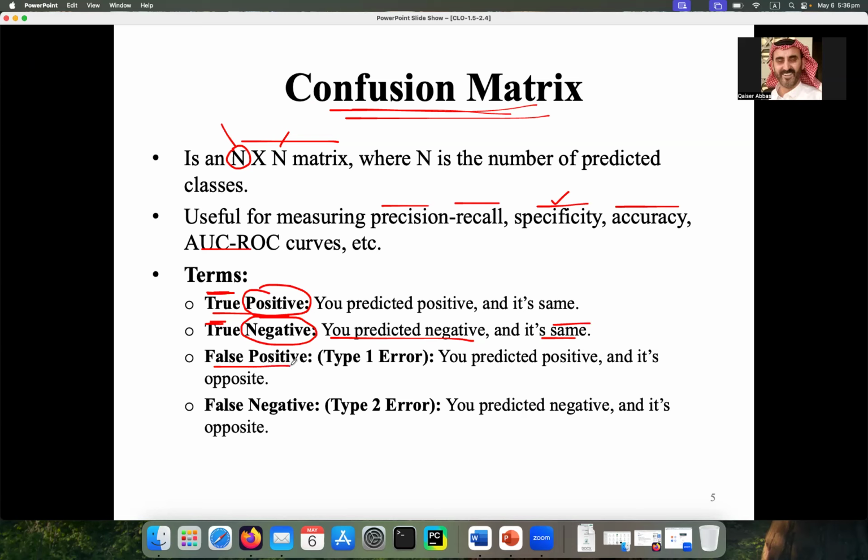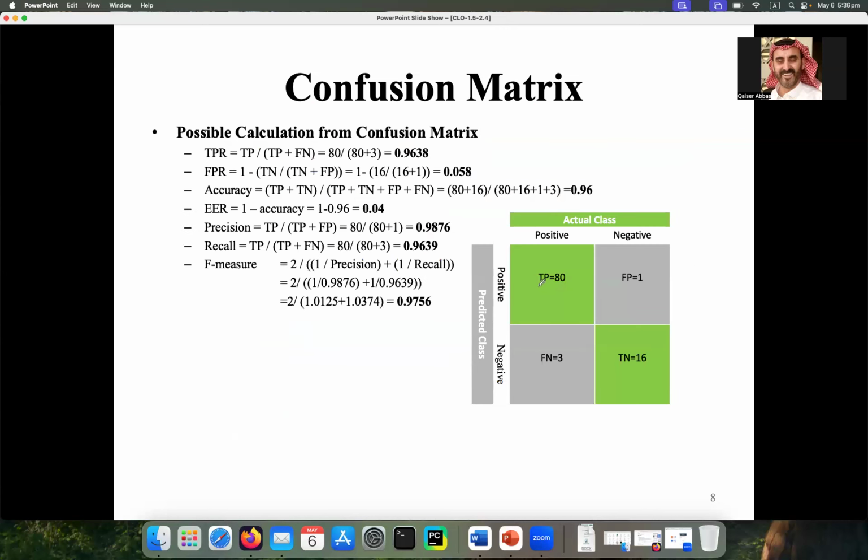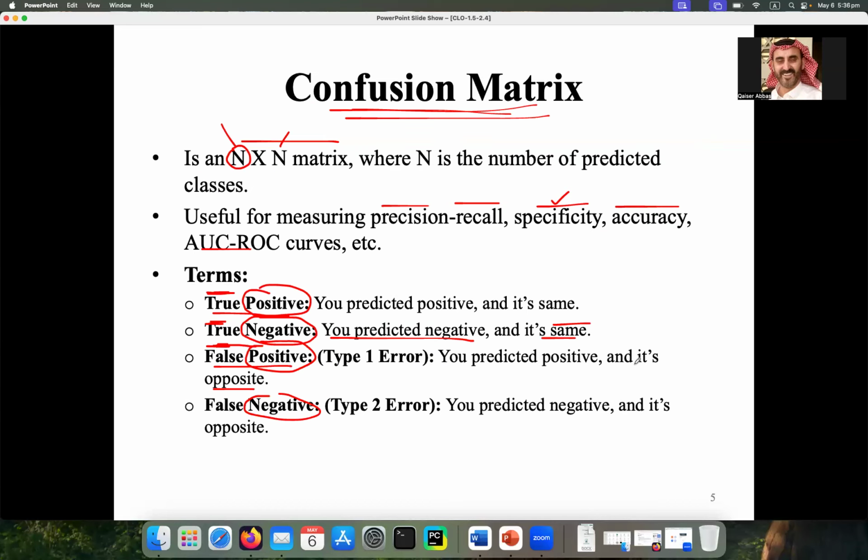Similarly, false positive. The other name for it is type 1 error. Your model predicted it positive, but actually it was the opposite, negative. So I mentioned this word opposite. And for false negative, your model predicted negative, but actually it was the opposite, which means positive. This is type 2 error. So you will see these four terms in a confusion matrix soon here: true positive, false positive, false negative, true negative.